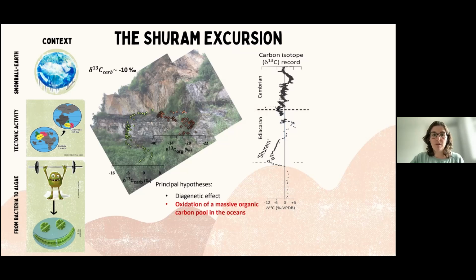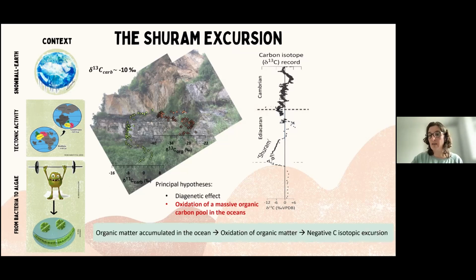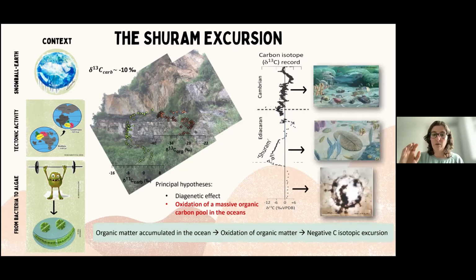And this primary productivity and the burial of organic carbon usually release oxygen to the atmosphere. This fact is important because the Shuram excursion and this oxygenation might be linked to the onset and diversification of animal life.